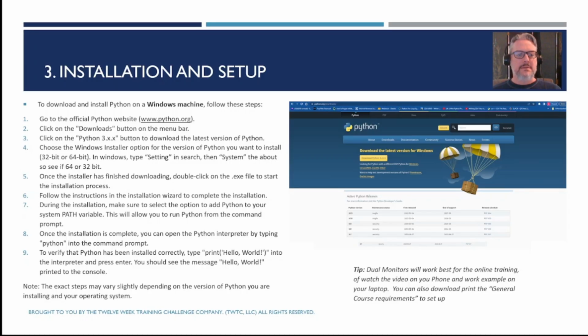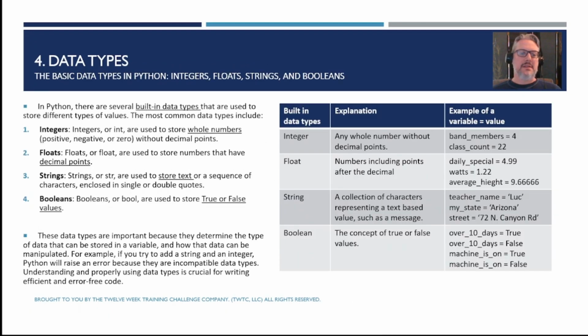Hi, welcome back. Now that we've completed the installation, let's go on to the class. Now we're going to talk about data types. The basic data types in Python, there's four that we're going to talk about today: integers, floats, strings, and booleans.